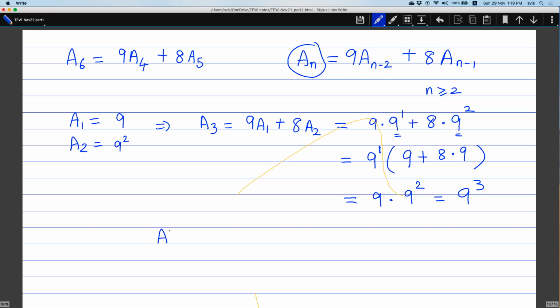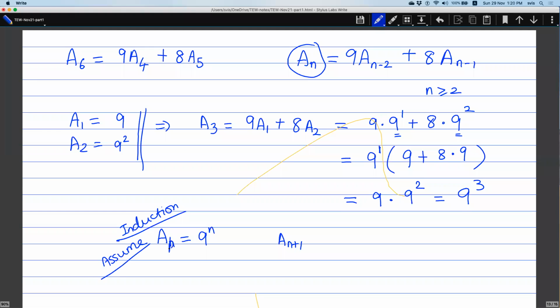In general, you can prove this by induction. One possible way is to prove that An is 9 power n. Why is that? You just apply the induction hypothesis. The base case of induction, we have checked A1 and A2, for example. For higher n, all you have to do is assume that An is given by this formula and then show that An plus 1 would be given by the correct formula. So let's do that. Let me just check this for you. Let me prove that. I'm going to assume this.